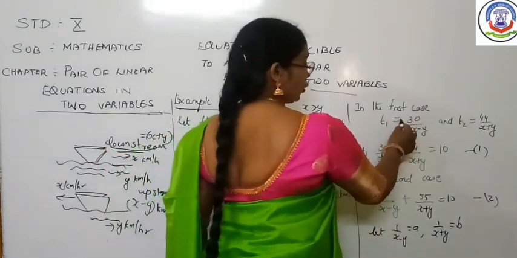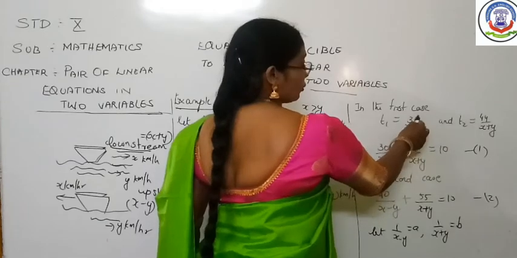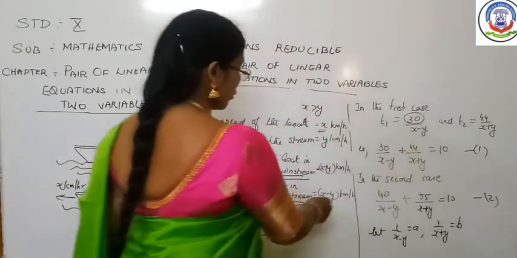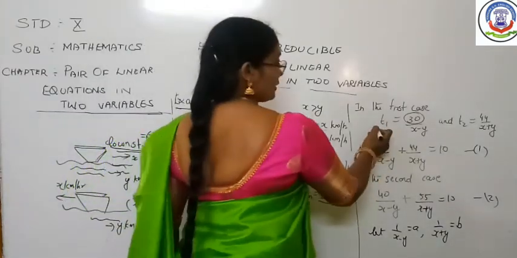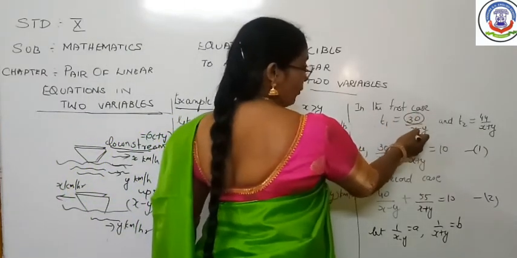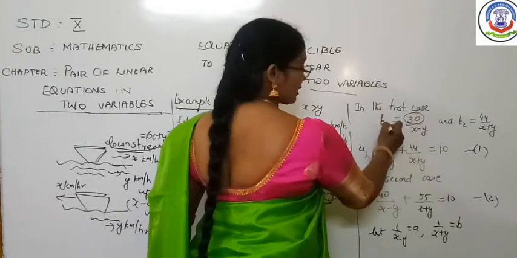So time is equal to distance upon speed. Distance means 30 kilometer. In which stream? Upstream. What is the total speed upstream? x minus y. So in the first case, the time is 30 upon x minus y. I have denoted it as T1.